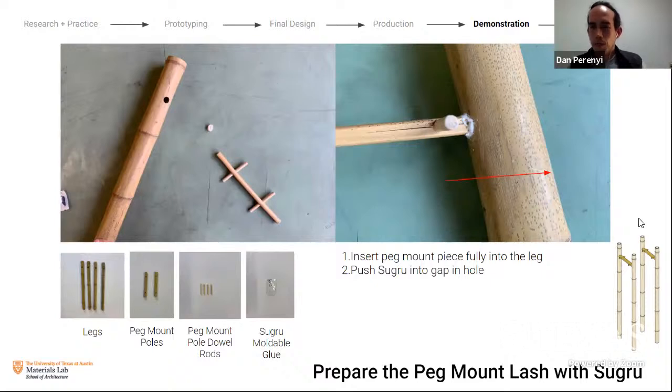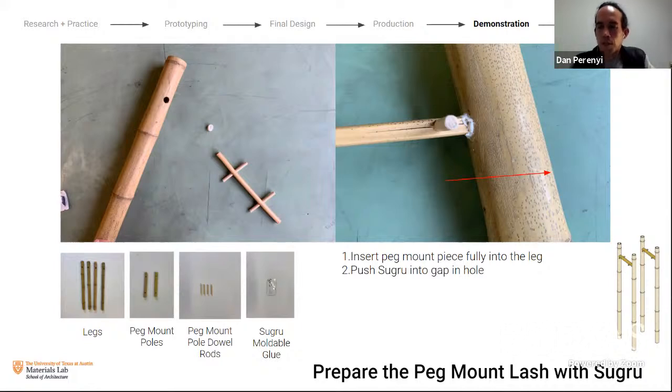Okay. So we're gonna move in a different direction now. We're gonna actually start building, or adding to those poles, the legs that you have. So you can put that piece that we just made aside. Hopefully people got to a point where they feel like they understand how that works. What we're gonna do now is work on the peg mount lash.